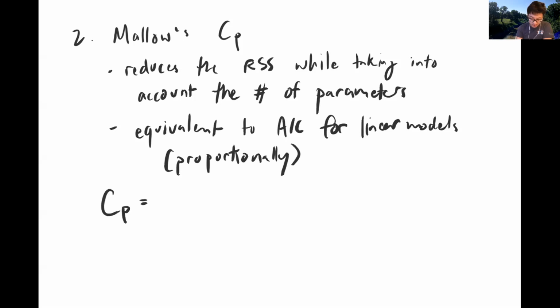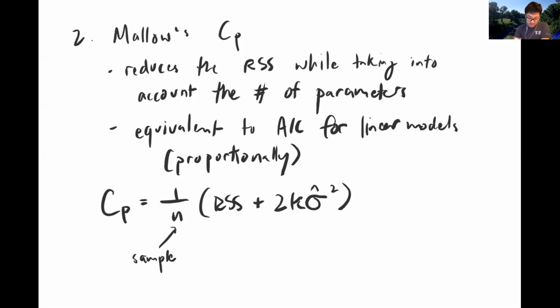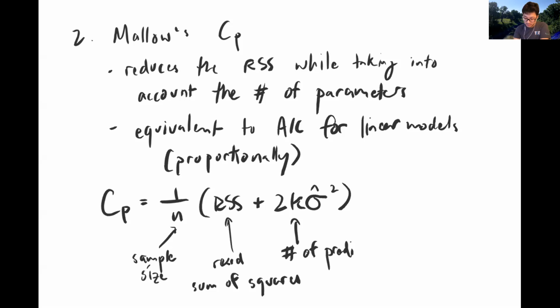So CP is equal to 1 over n of RSS plus 2K, like that. So n is the sample size. Again, in this case, you want your CP to be as small as possible. This is your residual sum of squares. This is your number of predictors. And this is your estimate of variance. Again, you don't need to worry about memorizing the equation or anything. But this is similar in concept, right?